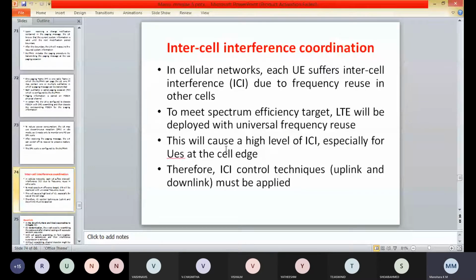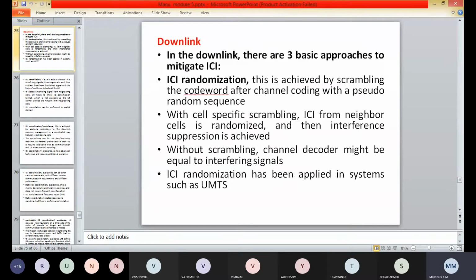In this section we will discuss ICI mitigation techniques for both downlink and uplink transmission. The basic approaches to mitigate ICI in the downlink are ICI randomization, ICI cancellation, and ICI coordination or avoidance. Similarly, the basic approaches in the uplink are ICI randomization, ICI cancellation, uplink power control, and ICI coordination or avoidance.